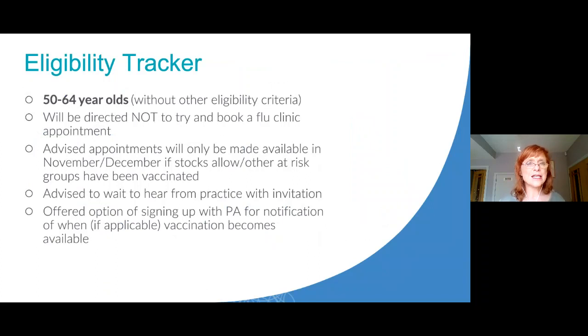What we can see here is this is what we are doing. If they do not have other eligibility criteria, and clearly if we have a 50 to 64-year-old who has diabetes or who's had a stroke, that will be a completely different matter. They will be directed to your practice's appointment screen to make the appointment or to look at what your practice's arrangements are. But if they do not fulfil any of the other eligibility criteria, they will specifically be told not to try and book a flu clinic appointment, and they will be advised what the criteria are. We will only be making appointments available if stocks allow, or if other at-risk groups have been vaccinated, and if that does occur, then it will be in November or December.